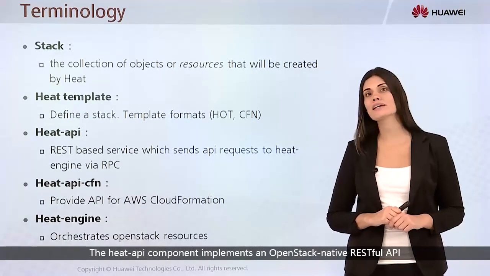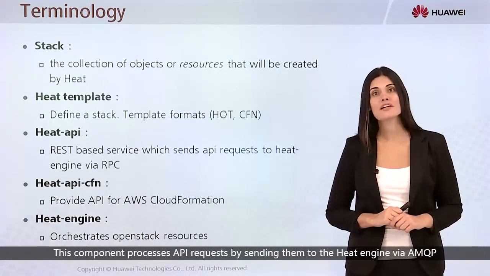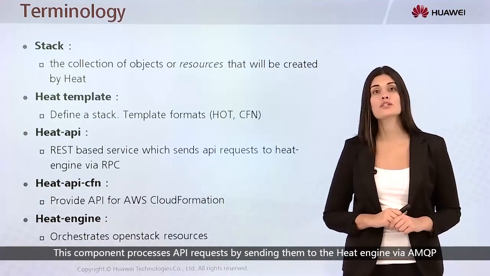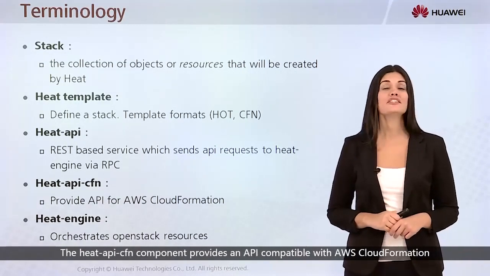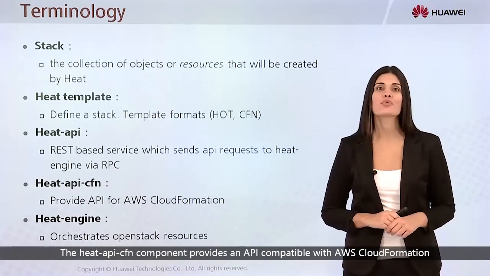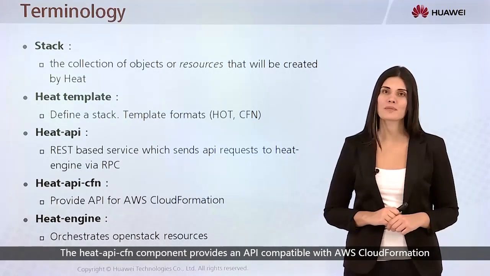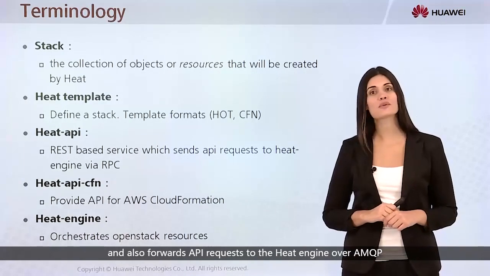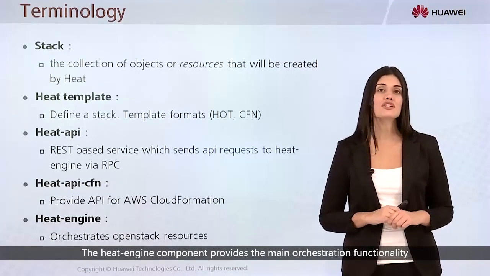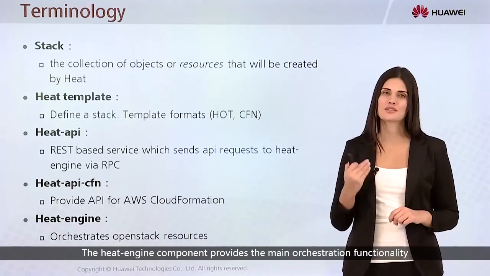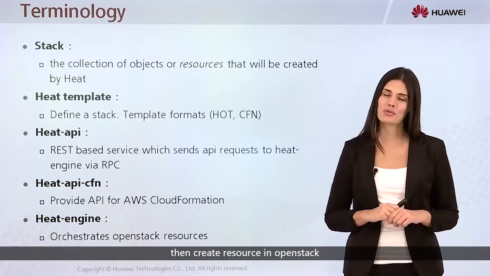The Heat API component implements an OpenStack native RESTful API. This component processes API requests by sending them to the Heat engine via AMQP. The Heat API CFN component provides an API compatible with AWS CloudFormation and also forwards API requests to the Heat engine over AMQP. The Heat engine component provides the main orchestration functionality. It receives API requests, then creates resources in OpenStack.